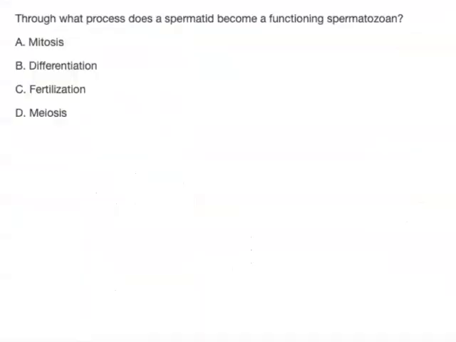A quick review question of that. Through which process does a spermatid become a fully functioning spermatozoan? And you can pause here before I say the answer. So it would be through differentiation with the help of testosterone.